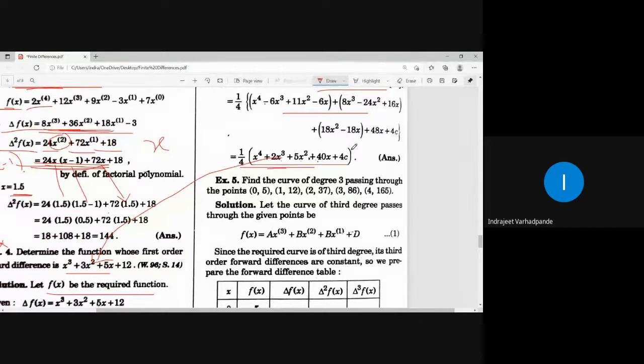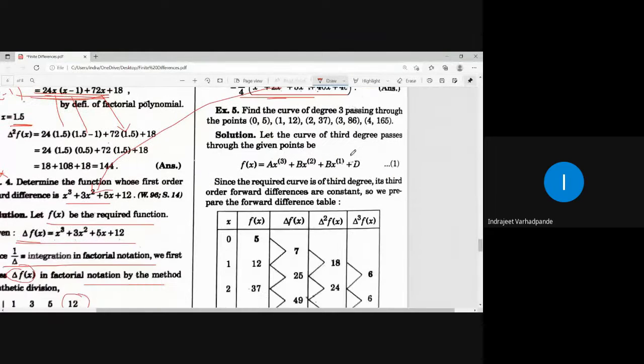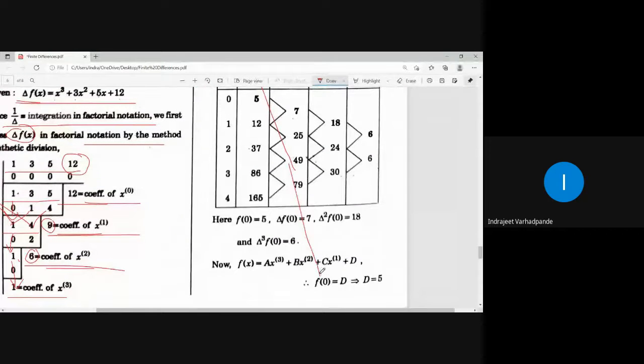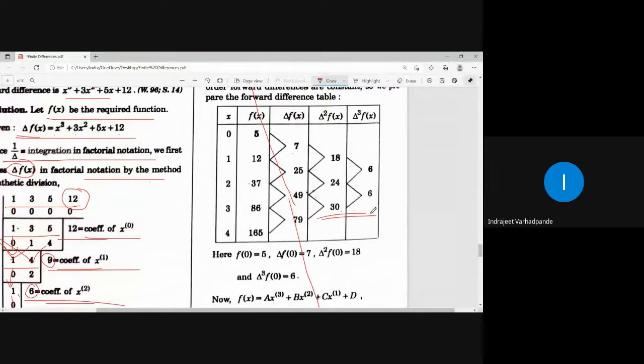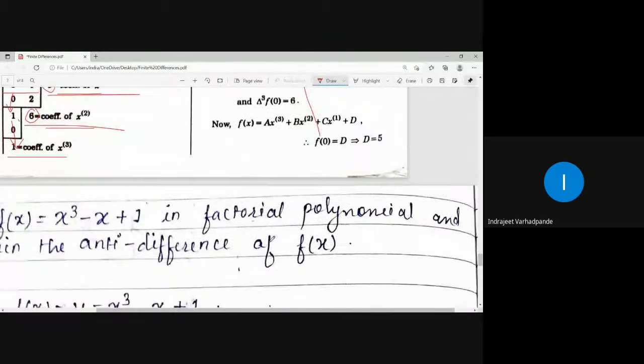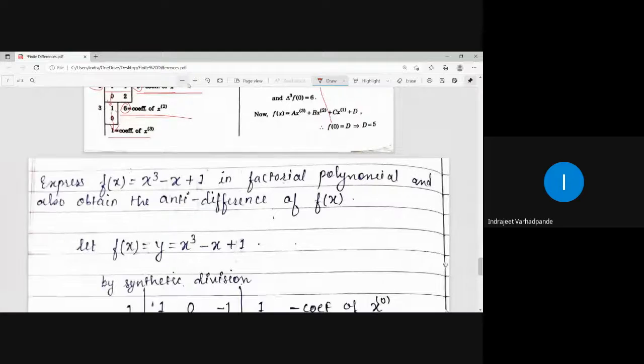So this is one bit different kind of example or problem where we have come across integration or antidifference. This example is not to be considered as it is involving the forward difference operator table, which is not in our purview. The next and the last example related to this is: express f of x is equal to x cube minus x plus 1 in factorial polynomial and also obtain the antidifference of f of x.